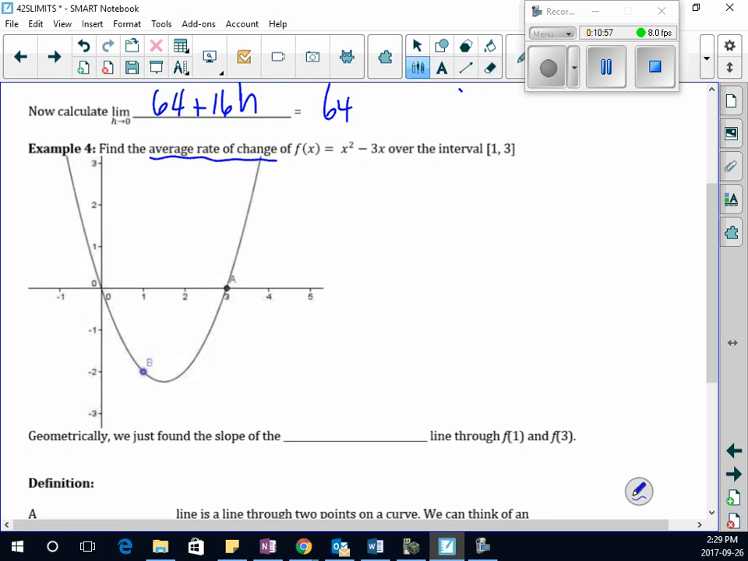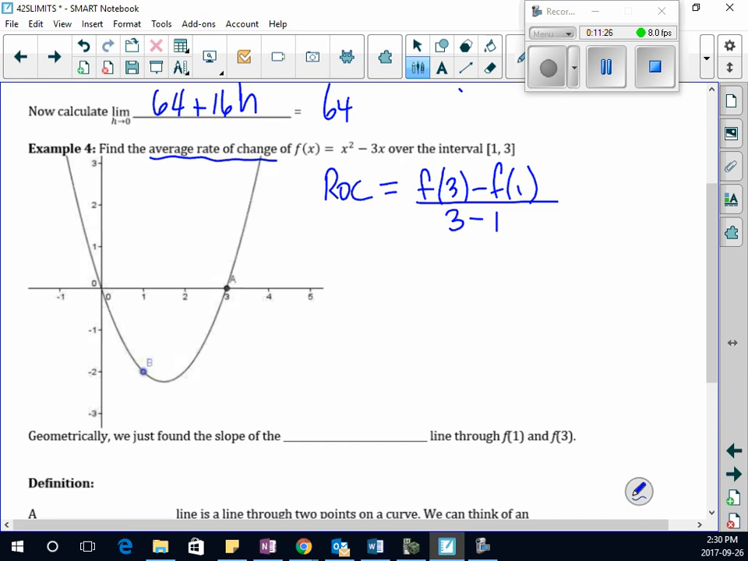So in order to find the average, I'm going to call it ARC, average rate of change. It's going to be f of 3 minus f of 1 divided by 3 minus 1. Does everybody see what I'm doing there? I'm taking the y values at 3 and the y values at 1, subtracting to get the difference, and then I'm subtracting the x values at the bottom, right?